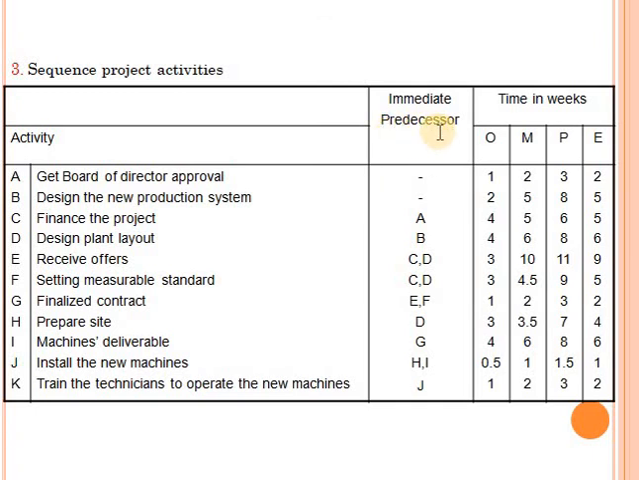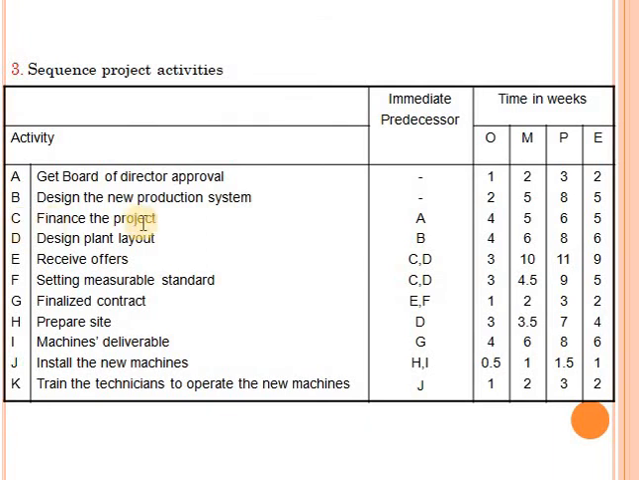Okay, so when I look at this table here, for the first activity, activity A, we see here a dash. This means that this activity has no predecessor. So this means that this is a beginning activity. Okay, this is one of the first activities of the project. Activity B also has a dash. So we can tell that activity A and B are the first activities in this project. Then the next activities will follow.